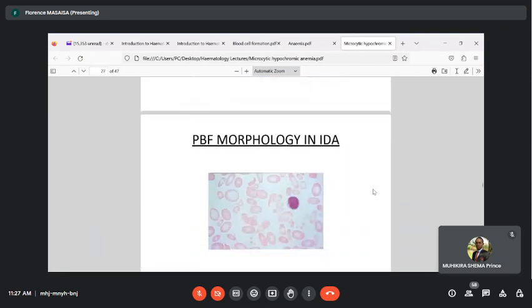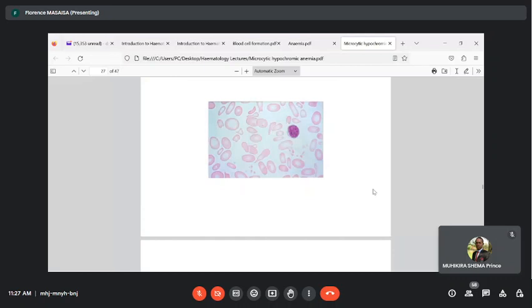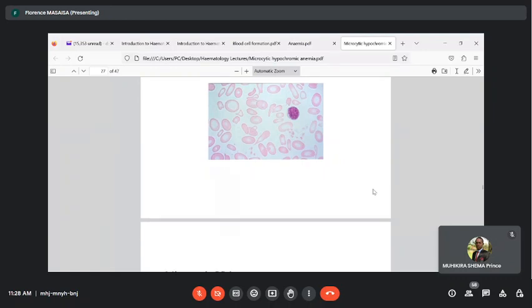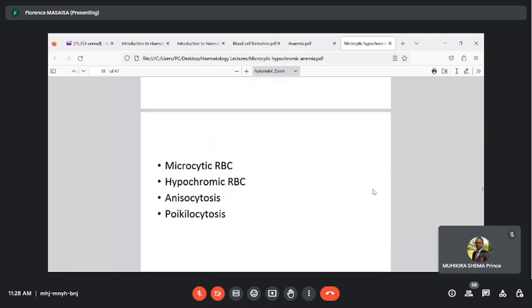Then this is deficiency anemia, where you see variation in shape, which is poikilocytosis, and variation in size, anisocytosis, but also small size, and the central pallor is somehow pale, so microcytic hypochromic with anisopoikilocytosis. So that is how you describe these slides. It's typical for iron deficiency. That is the description.